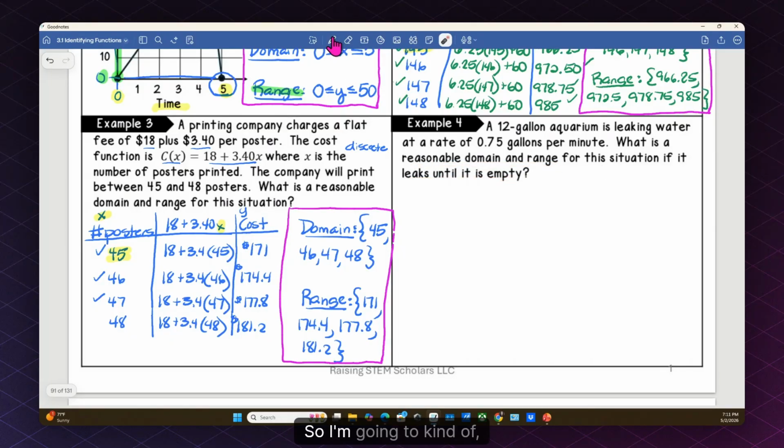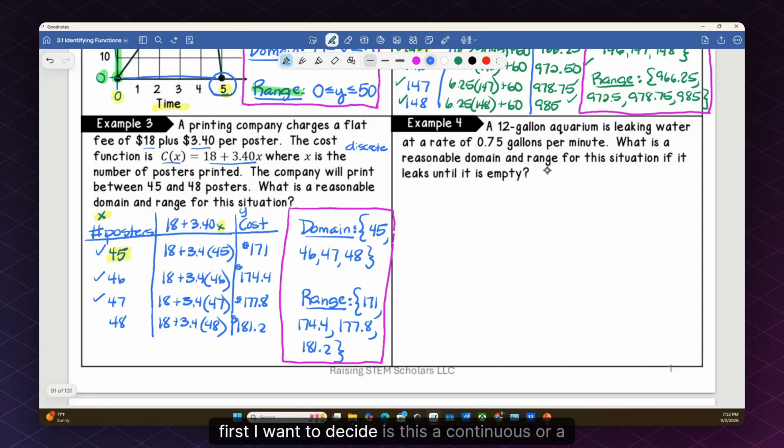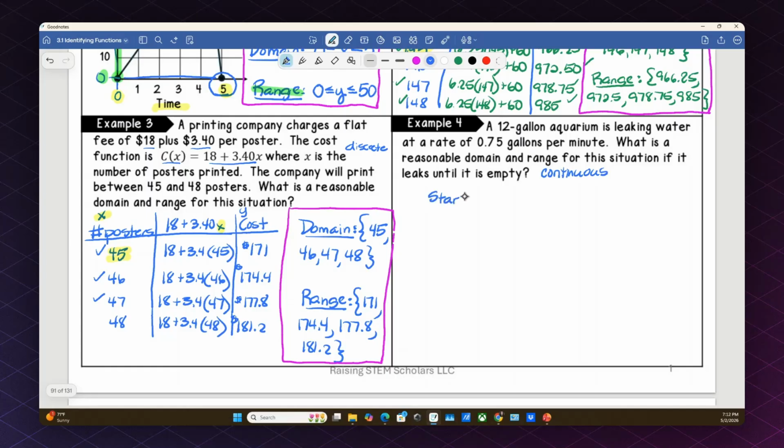Okay, so I'm going to think about this for a moment. First, I want to decide, is this a continuous or a discrete function? This is going to be continuous, because when you're leaking, you can leak for a few seconds or a whole minute or 1.5 minutes. It can leak until it's empty. So this is a continuous function, which means we need to figure out what our starting values are and then what we're going to end up with.